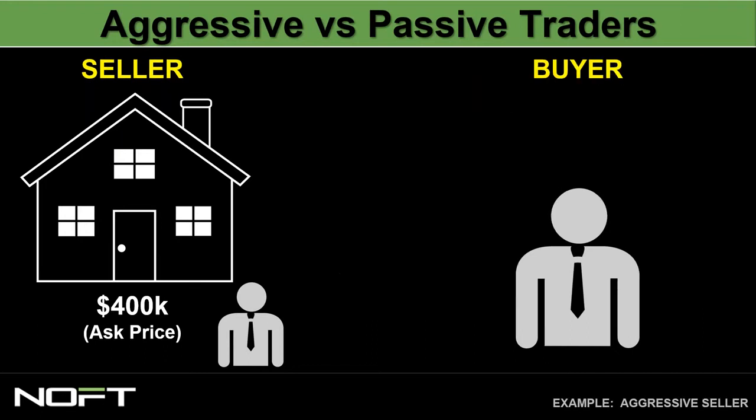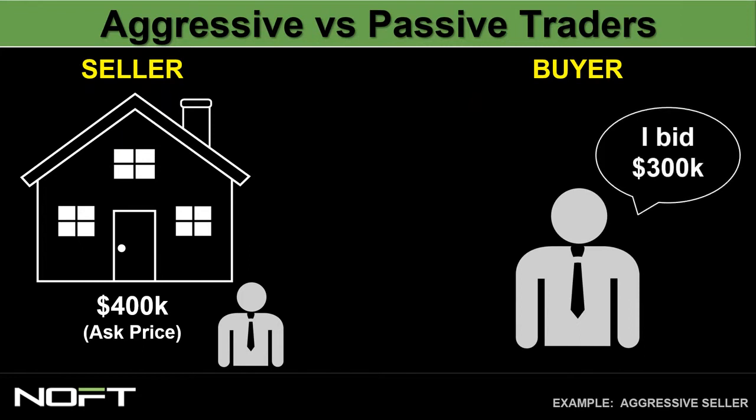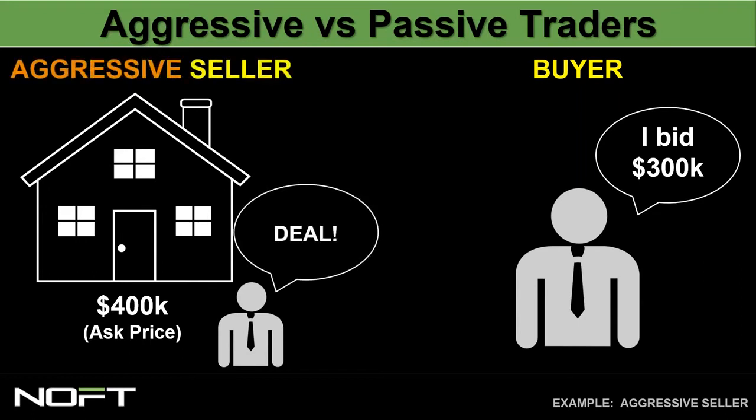Now, on the other hand, let's say you're selling your house for $300,000 and you got a buyer that comes along and he bids $300,000. Maybe you, because you're now the one with the information, you found out last week at the homeowners association meeting that they're going to build a jail across the street from your neighborhood. You're not excited about that. You know the value of your house is getting ready to go down, but it hasn't gone down yet. You're going to get rid of that thing as soon as possible. You're going to say deal. You are an aggressive seller.